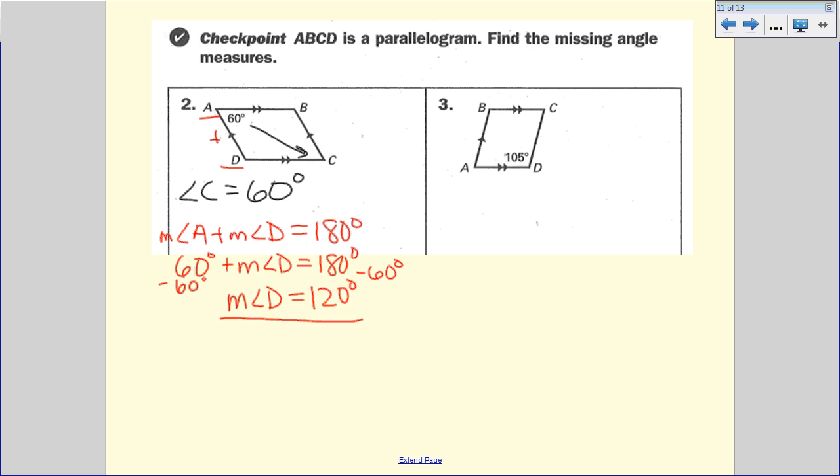Well, if angle D is 120, that means D is equal to B. So angle B is equal to 120 degrees. All right? So you are going to do this on your own, and you're going to do that now.